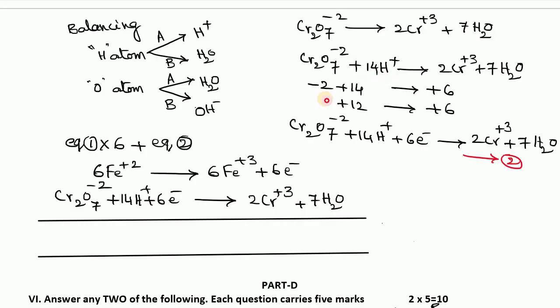Now let us go to the charge. Here, minus 2 charge is there, and 14 H+ means plus 14. Next, here 2 times 3 is 6. So the total will be plus 12 on the left and plus 6 on the right. So in which direction do you have to add electrons?